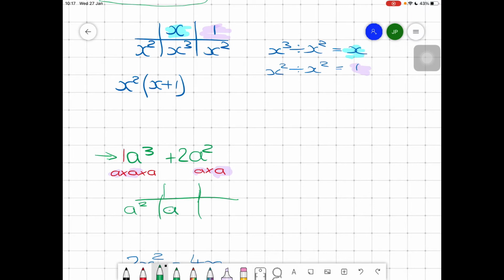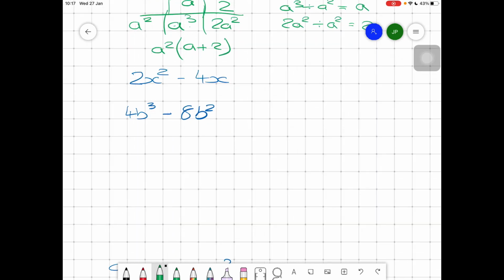I can put my other parts in, my a cubed and my 2a squared, and I can see with my division, a cubed divided by a squared gives me a. 2a squared divided by a squared gives me a 2. So my answer becomes a squared, open my brackets, a plus 2.